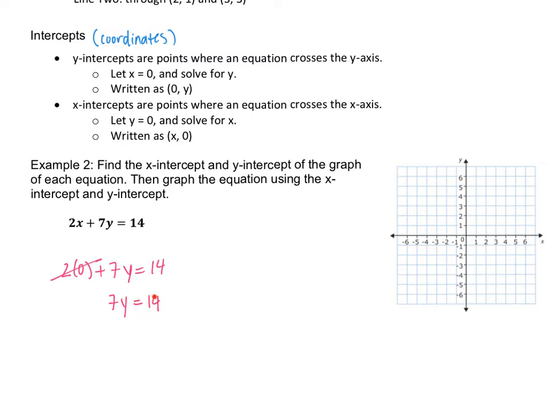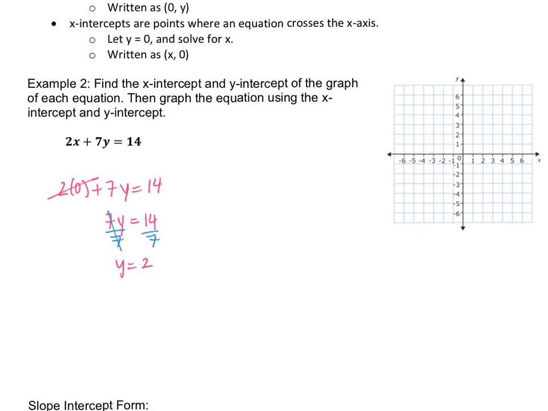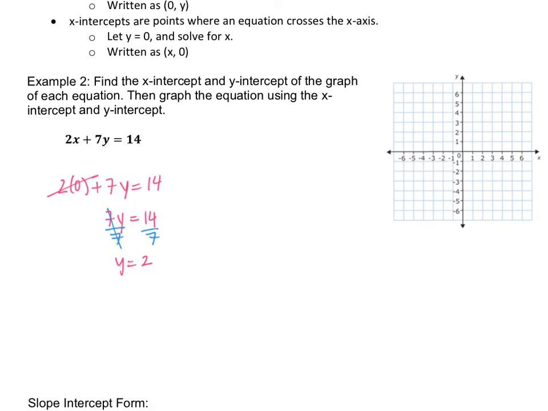In this case, I just dropped everything down. I'm going to divide by 7. So my y here is 2, because 14 divided by 7 is 2. And so in this case, I have a y-intercept at (0, 2). 0 was my x value, 2 was my y value because I had to solve for the y.